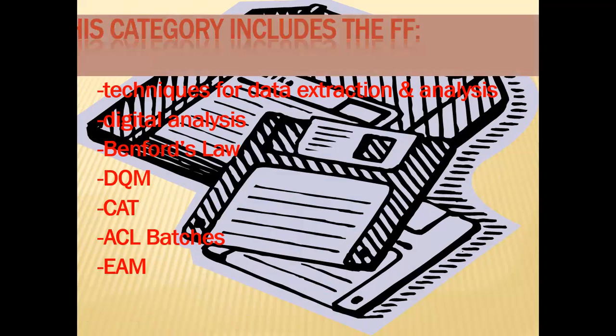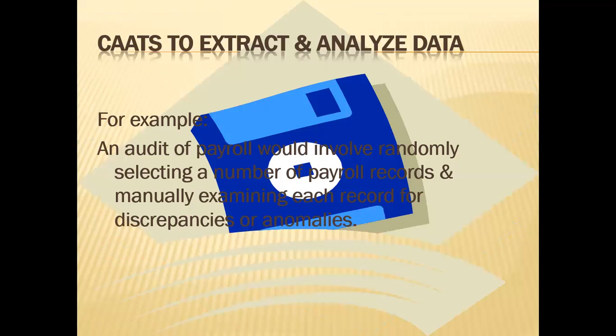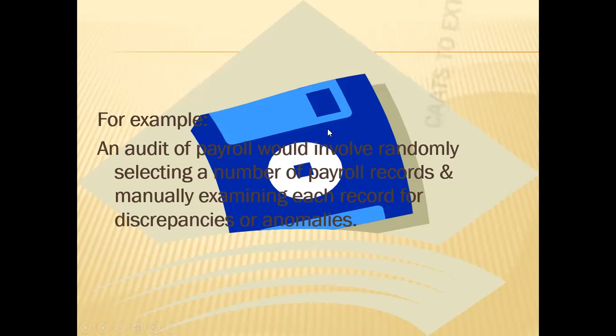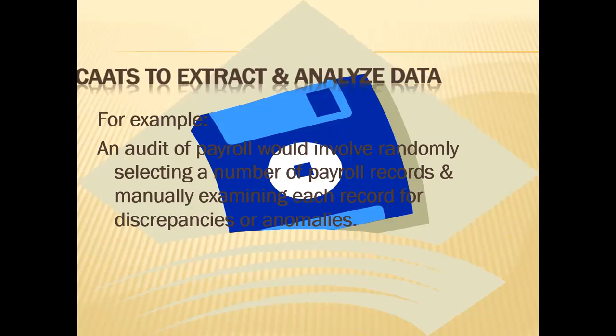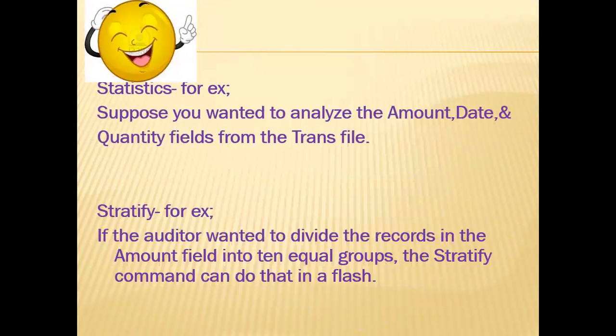Now for these categories, others have been mentioned. We can just add info. CATs are used to extract and analyze data. For example, for payroll, we can randomly select a number of payroll records, and then we examine each in case there would be discrepancies or anomalies. So that is to extract and analyze the data.